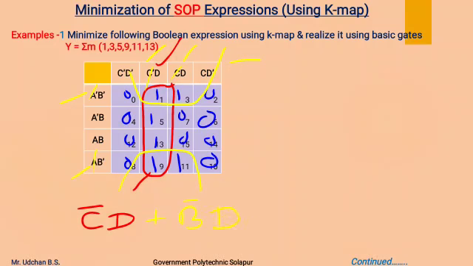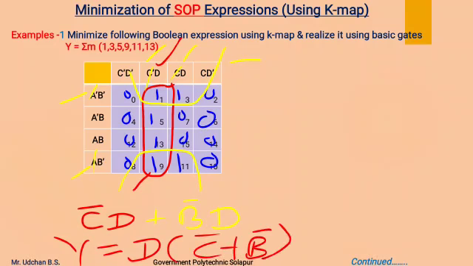So the final equation will be y equal to, as we take d common, d times c bar plus b bar. This is our reduced equation for which we have to draw a circuit.